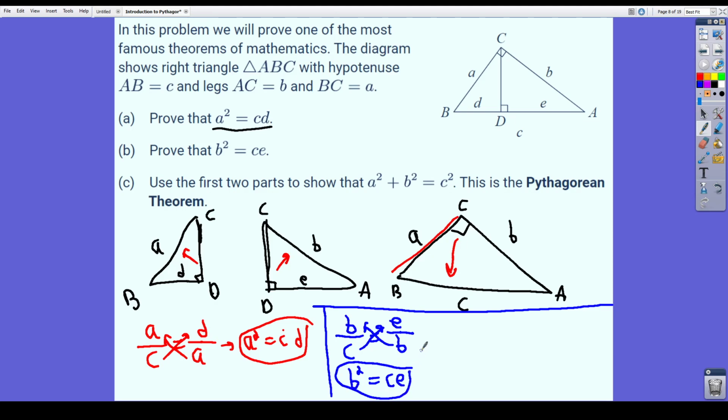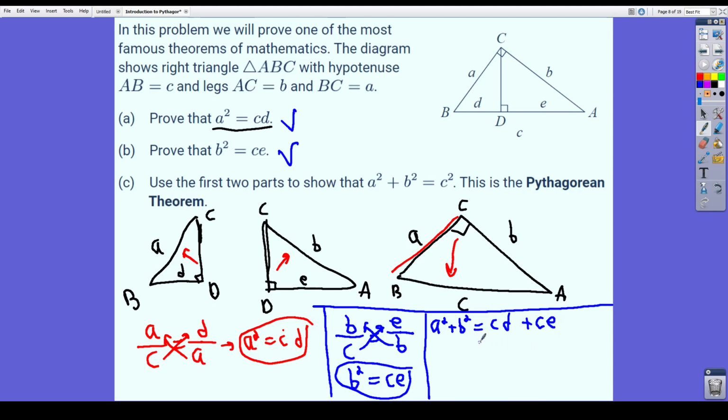which proves part B. So now that we have A and B checked off, let's look at part C. Use the first two parts to show that a squared plus b squared equals c squared. Well, I know what a squared is equal to, and I know what b squared is equal to. So if I add the two together, a squared plus b squared, that is equal to a squared, which I know is cd, plus b squared, which is ce.